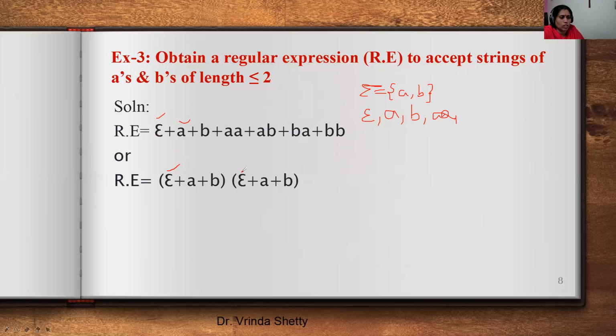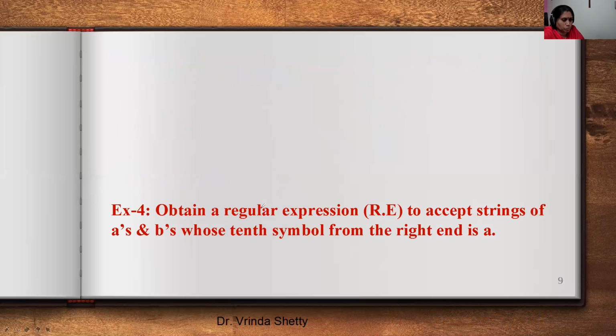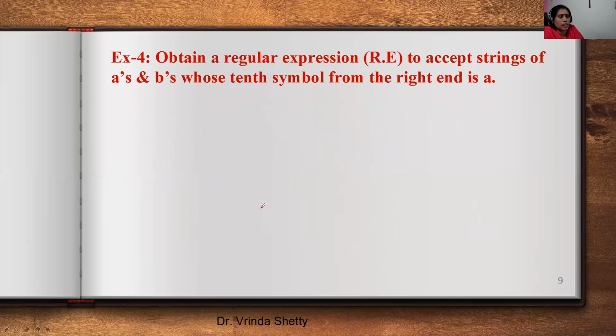So here from the first factor it takes epsilon, a or b, and from the second it takes epsilon, a or b. With epsilon and epsilon, it is going to be epsilon; a and epsilon gives a; b and epsilon gives b. When it comes to a, again taking a from here gives aa, b from here gives ab; then ba, or bb. So it also gives string length less than or equal to 2. We'll see one more example now.